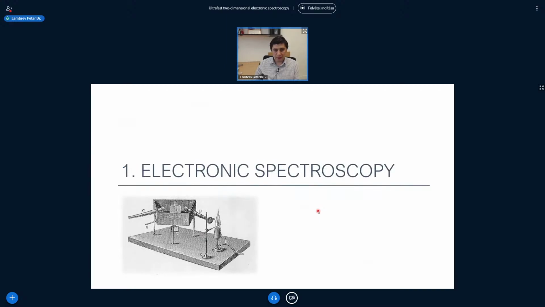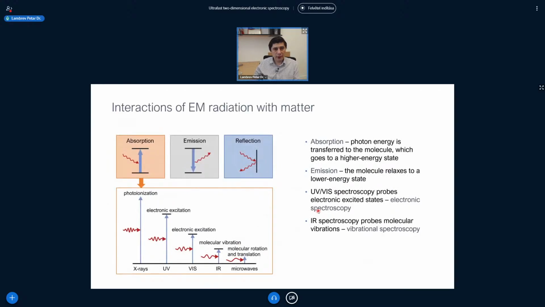And what is it? Or actually, we can ask, what is spectroscopy in the first place? Now, spectroscopy, of course, is a way to understand the properties and behavior of molecules by observing their interaction with electromagnetic radiation, be it light or microwaves or X-ray. So what kind of interaction are we talking about? Well, the basic, we have absorption, we have emission, we have scattering or reflection. Now, we will mostly talk about absorption. And what is absorption?